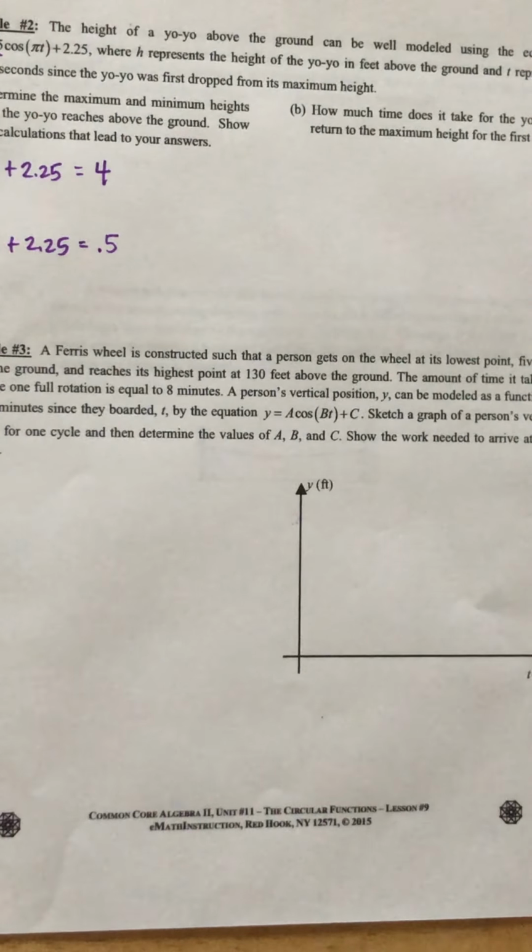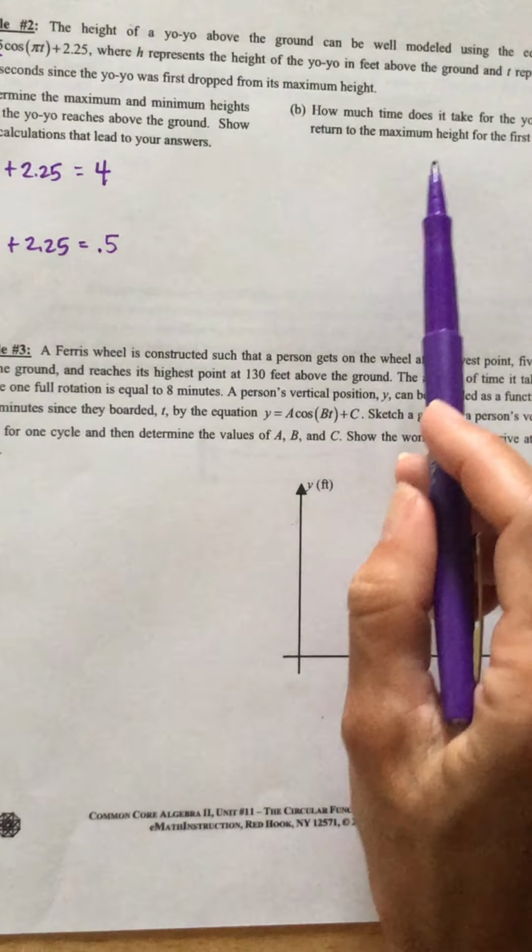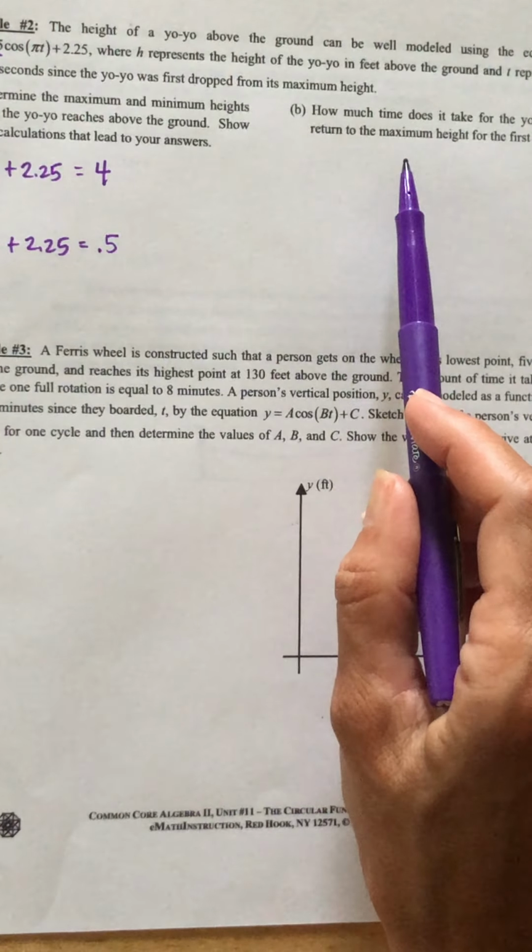Now that makes sense because your yo-yo is not going to bust through the ground. So that height has to be positive. So negative 1.75 is not a real world value. All right, next question. What they're asking for is how much time does it take for the yo-yo to return to its maximum height?